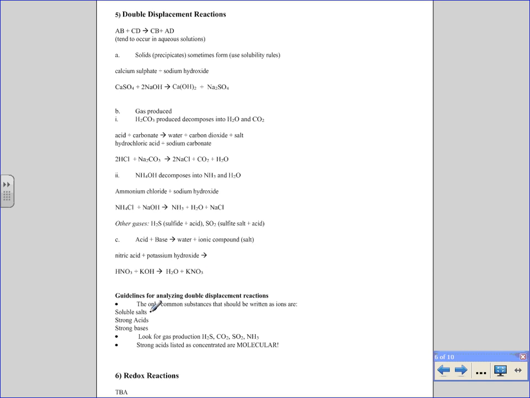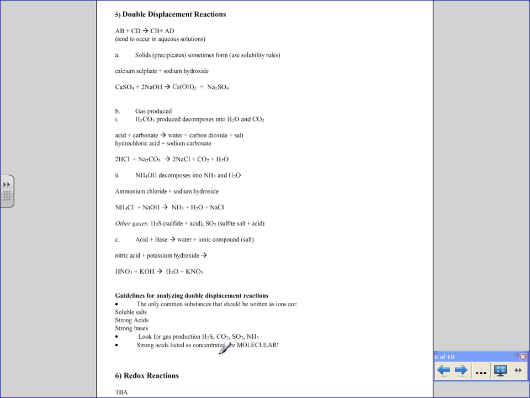What you need to do is look for soluble salts, strong acids, and bases. These are the only ones that are written as ions. You need to keep your eye out for these gases being produced. You almost want to expect them to be produced and look for them.